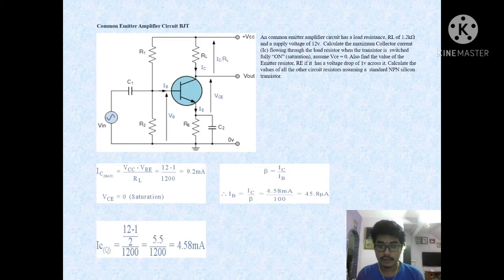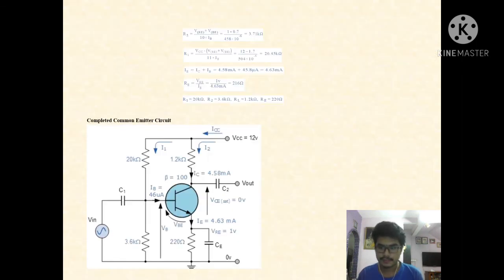So IB equals IC over beta, which equals 4.58 milliamperes over 100, equals 45.8 microamperes. So that's for this question. Okay, for the next question, it's a complete common emitter circuit. For this question, we will find R2, R1, IG and RG, as you can see in the calculation above. So we will just follow the formula as given to solve the equations.